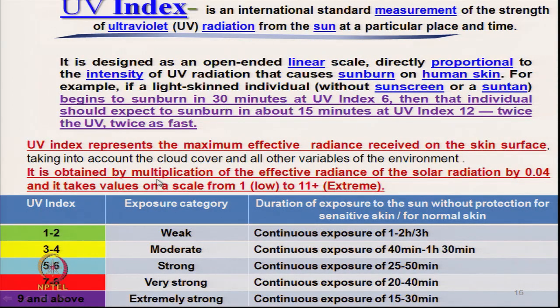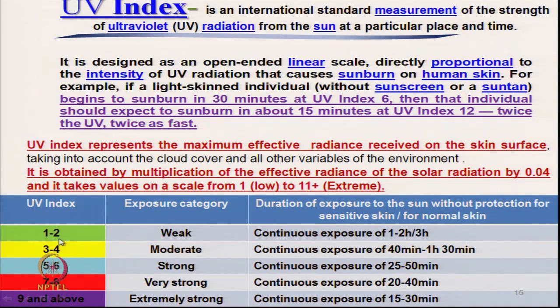So, how much radiation we receive, taking into account the cloud condition and other variables of the environment. And if we take the total radiance and multiply it by 0.04, or divide by 25, we get a value within the 1 to 15 range.